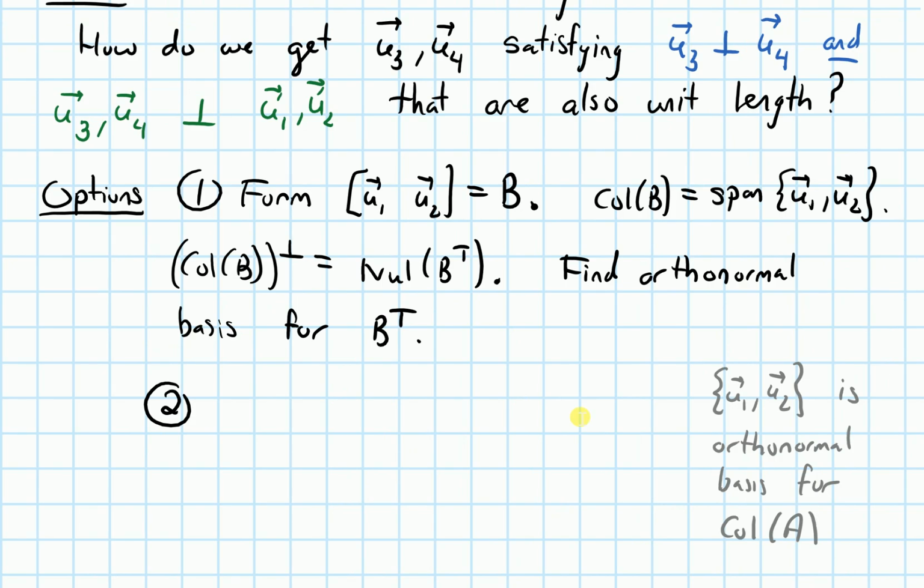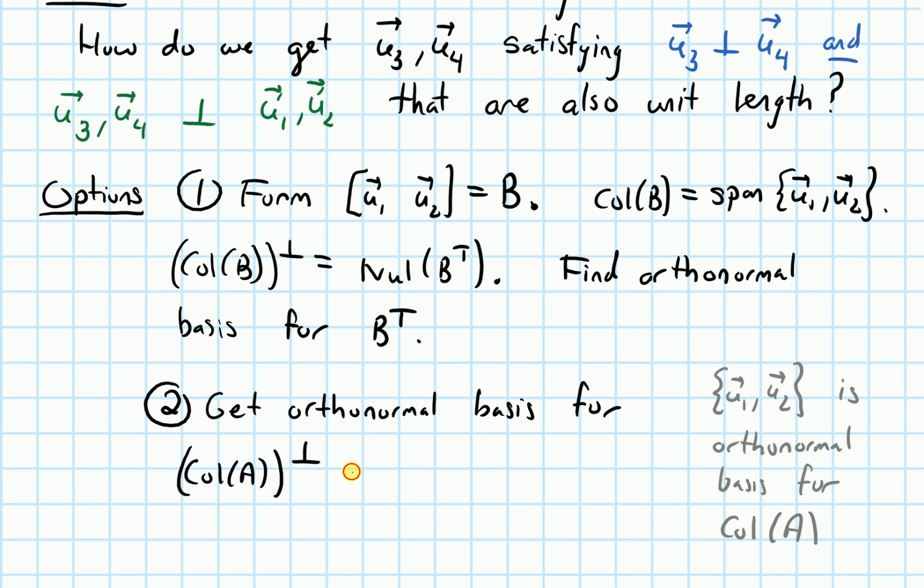All right, so let's flip it back to our work. So the other way that we can do this now is we can get an orthonormal basis for the column space of A perp, because the column space of A contains both u1 and u2. And I'm trying to find vectors that are orthogonal to both u1 and u2.